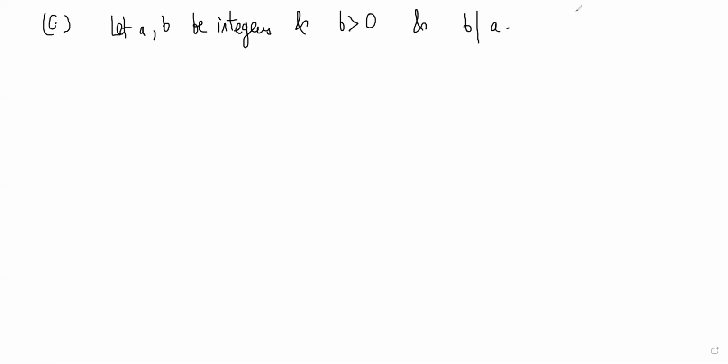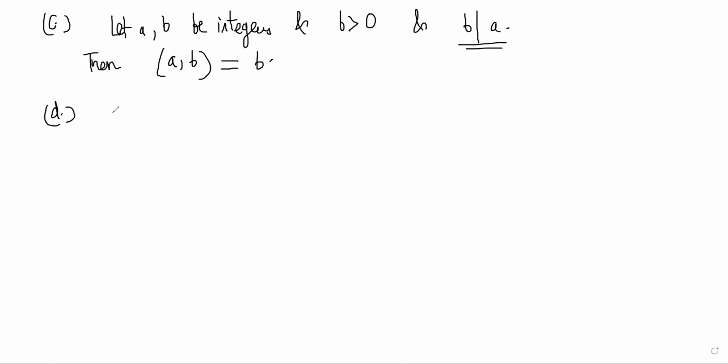Okay, let's look at the next property, property C. We say that let A and B be integers and B is greater than 0 and B divides A. Then the GCD of A and B will be equal to B. So B completely divides A. So the common divisor of A and B could be numbers smaller than B or could be B itself, right? So the greatest common divisor is obviously B.